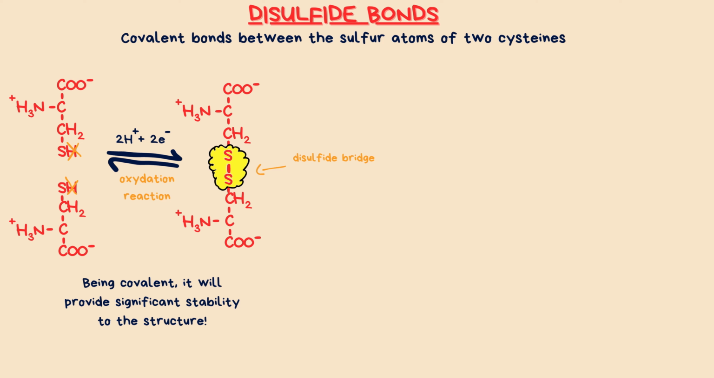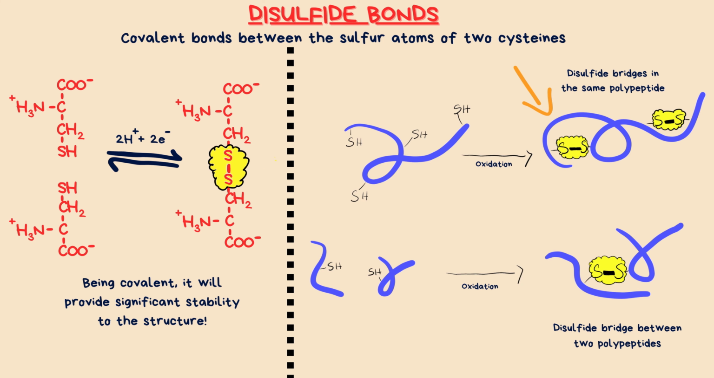Disulfide bonds can form within the same polypeptide chain when two cysteines that were initially far apart get close due to natural folding, or between separate polypeptide chains, covalently linking them. When they form within the same chain, we call them intramolecular disulfide bonds. When they form between different chains, they are intermolecular disulfide bonds.